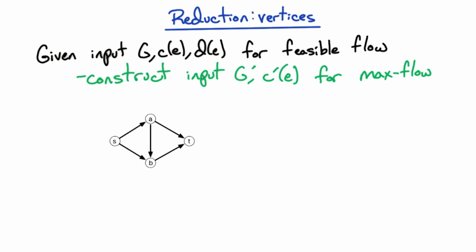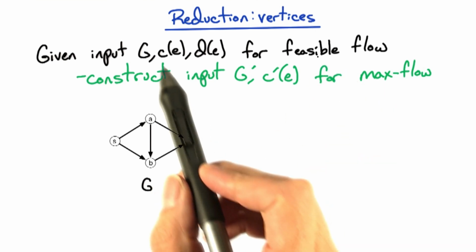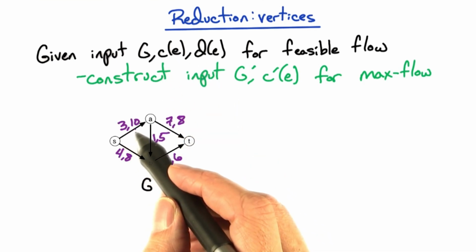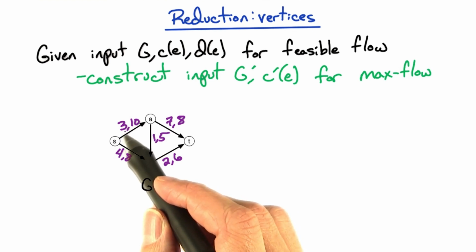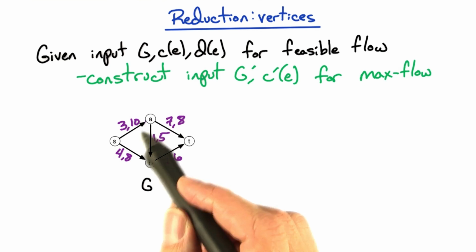Here's a small example on 4 vertices. This is our directed graph G, which is our input to the feasible flow problem. Let's specify some example capacities and demands. We've written a pair of numbers for each edge. The first number, for example 3, specifies the demand, and the second number specifies the capacity.